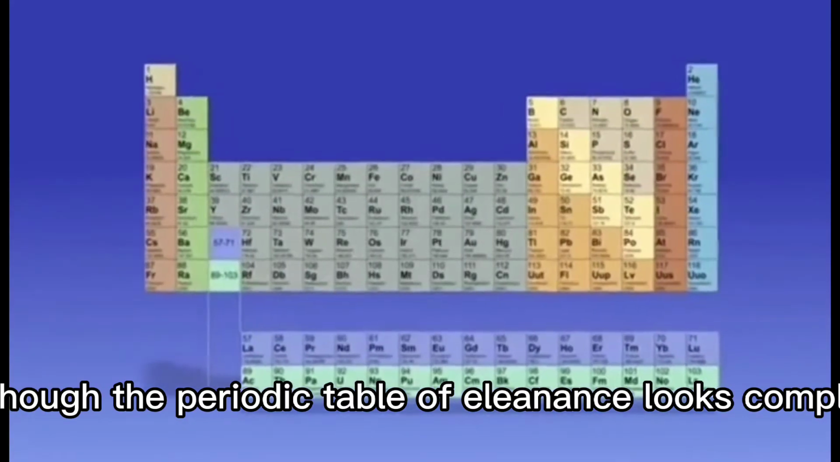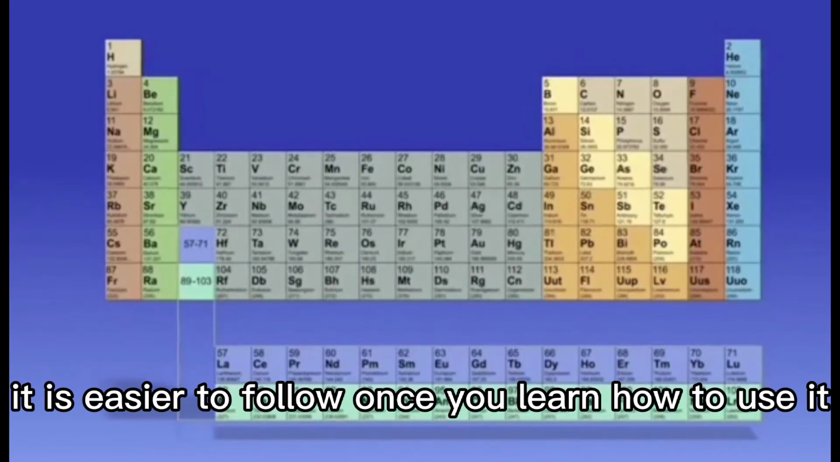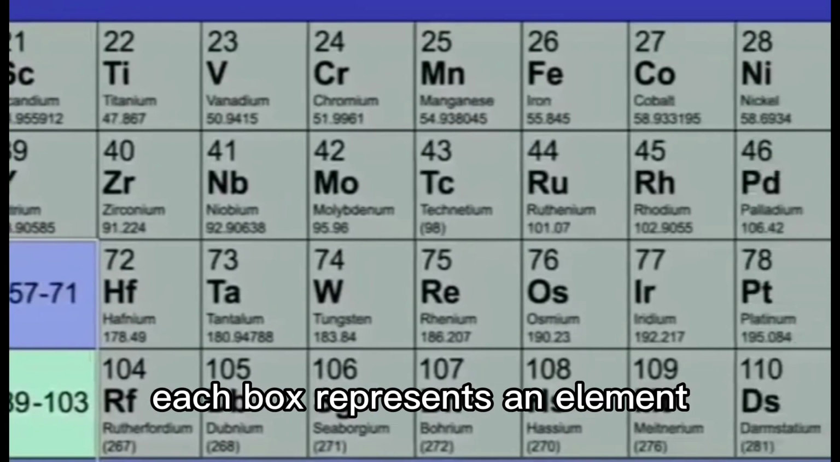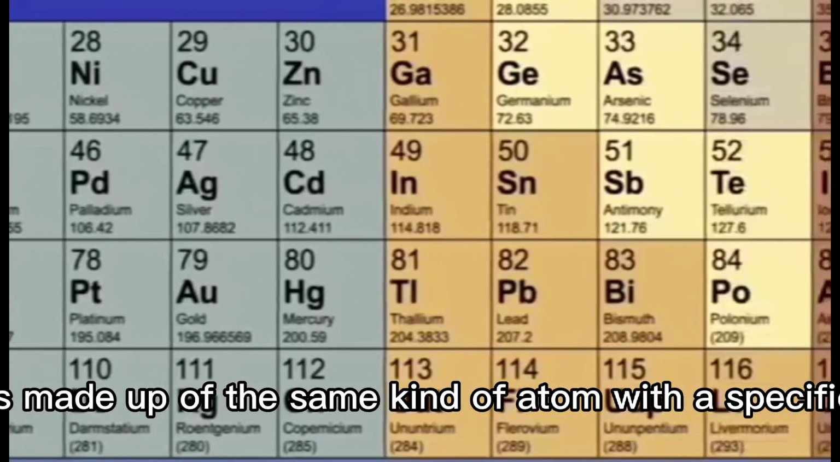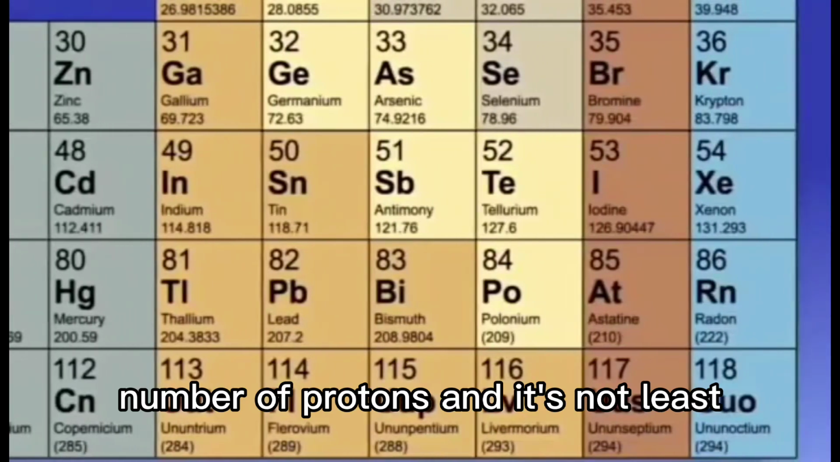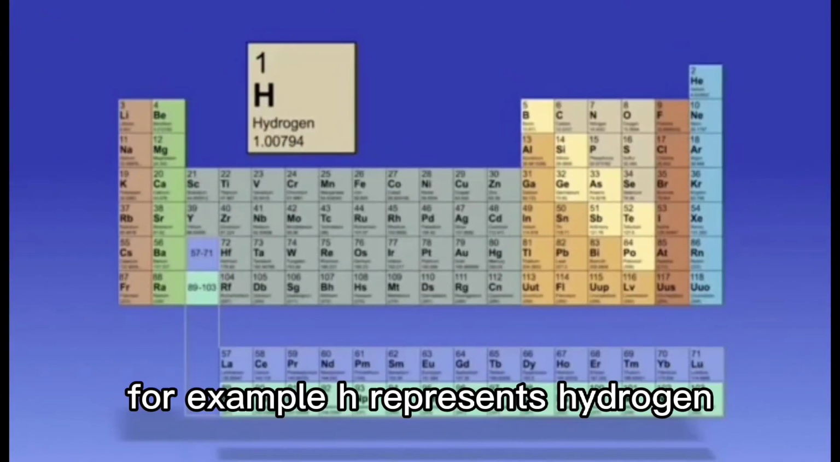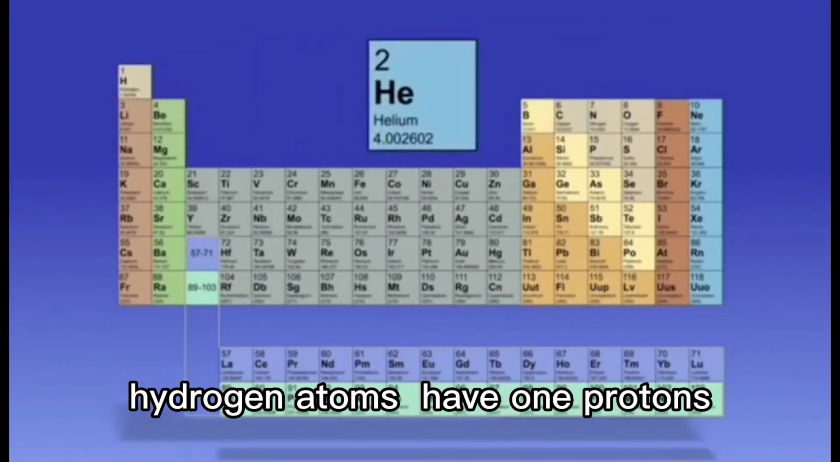Although the periodic table of elements looks complex, it is easier to follow once you learn how to use it. First, the letters are symbols. Each box represents an element. Each element is made up of the same kind of atom with a specific number of protons in its nucleus, the atomic number. For example, H represents hydrogen. All hydrogen atoms have one proton.